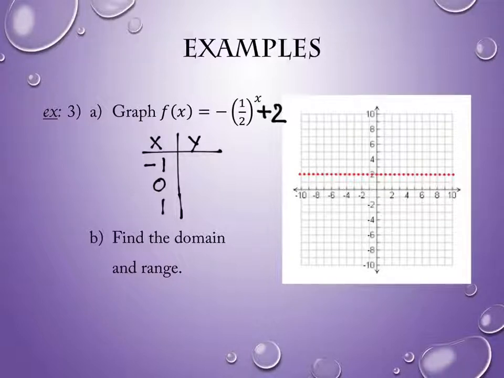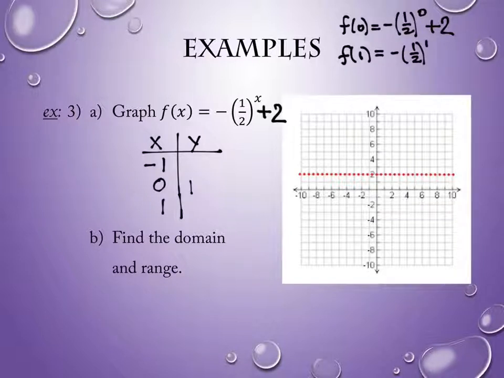Okay, so if I plug in 0, what is 1/2 to the 0? 1. With the negative in front makes it a -1, and then plus the 2 at the end makes it a +1. So this one's 1. Let's try f of 1. Okay, what is 1/2 to the 1? 1/2. With the negative in front makes it a -1/2. And then what is -1/2 plus 2? Yeah, 1.5. I'll do 1.5. It's positive, right? Because the 2's positive. Good.